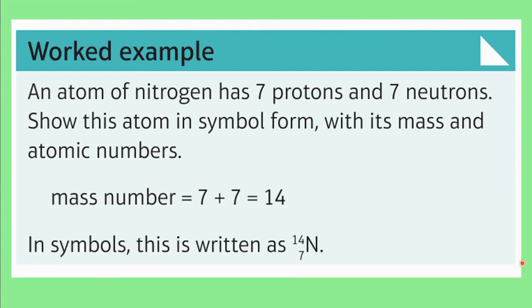Okay, so hopefully you should have got this. So nitrogen, if you look up on a periodic table, is N. It has 7 protons, so the atomic number is 7, and its mass number is 7 protons plus 7 neutrons, giving 14. So you should have N, 14, 7.